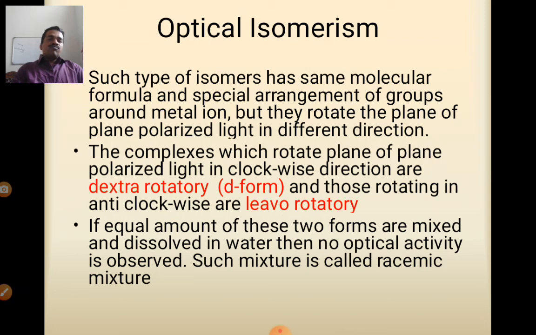Now, if we take a mixture of these two, D form and L form, an equimolar mixture, then the net rotation of plane polarized light is 0, because if we take two molecules, one of D form and one of L form, the D form rotates light in the right hand direction, whereas the L form rotates the plane of that light in the left hand direction. The net rotation is 0. So in such a case, if we take an equimolar mixture of these two isomers, then no optical activity is observed, though they have optical centers. Such a mixture is called a racemic mixture.